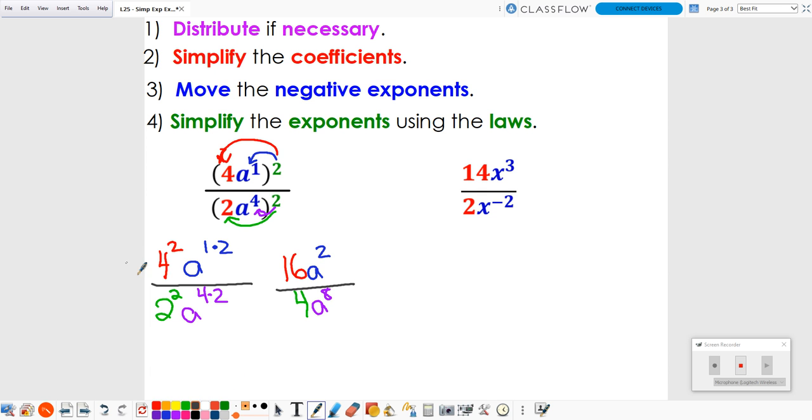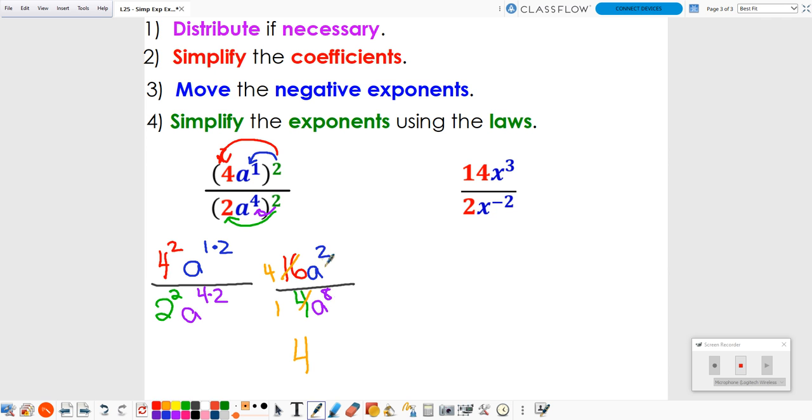All right, so we distributed. Next thing we're going to do is simplify our coefficients. So right here this says 16 divided by 4. 16 divided by 4 is 4. That 4 is going to be part of my numerator because if I simplify this like it's a fraction, this is what we get. The 4 is on the top. So I'm going to end up with a 4 as my numerator.